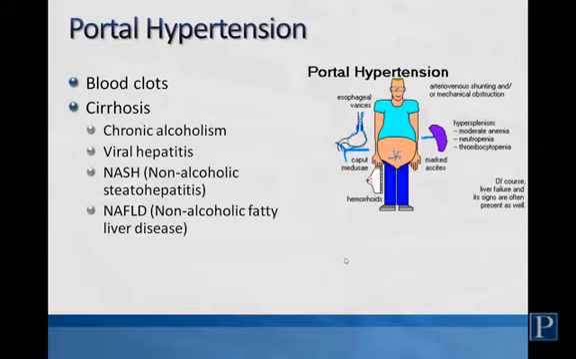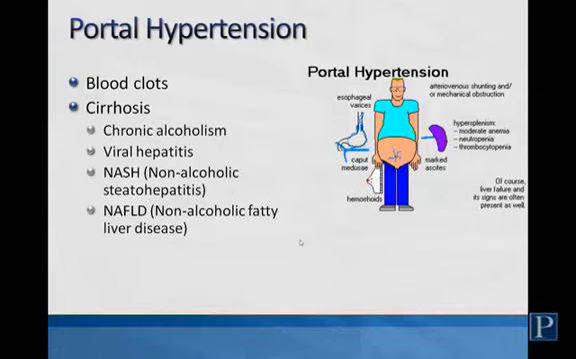The different causes of portal hypertension could be blood clots, cirrhosis. Now cirrhosis, people automatically assume, oh, cirrhosis is because people are alcoholics. No. Some people that are alcoholics can have cirrhosis, but viral hepatitis can lead to cirrhosis, as can something called non-alcoholic steatohepatitis and non-alcoholic fatty liver disease.